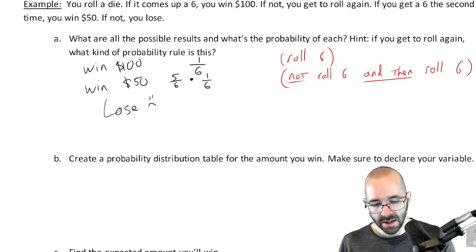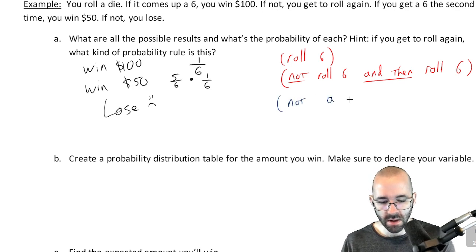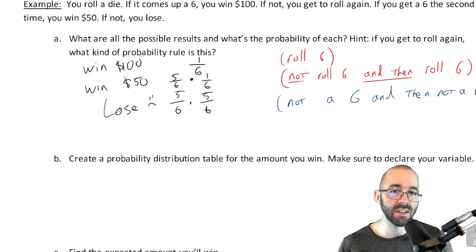And then losing, that's going to be not rolling a 6 twice. Oh. Wrong color. So that'll be 5 out of 6 chance for the first not 6, 5 out of 6 chance for the second not 6, and there we go.